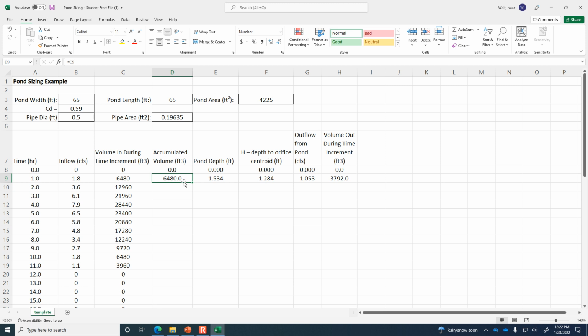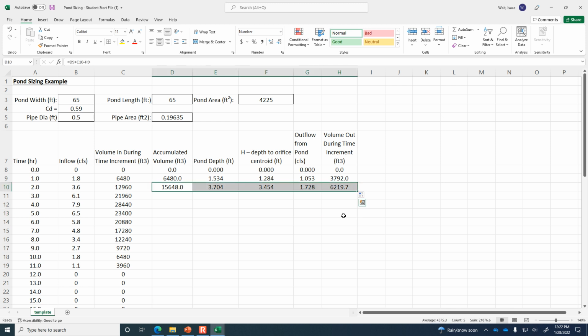Okay. So now the only other manual thing that we have to calculate is this accumulated volume in the second hour. The rest of it we'll just be able to drag in. But remember, in the second hour, the accumulated volume is the previous hour's accumulated volume plus the volume in during this time increment minus the flow out in the previous hour. Okay? And now we can drag these other calculations down to the next row. Any questions so far at this point?